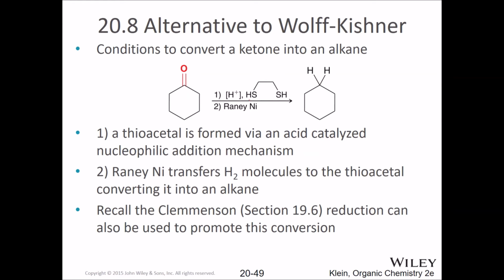We can take a ketone, and we can convert this to a methylene carbon. That is, we can defunctionalize this, get rid of it, we can reduce it. This is a reduction, right? And we can do that in a way that we could not do with the cyclic acetal. Okay? So a thioacetal is formed via an acid-catalyzed nucleophilic addition mechanism.